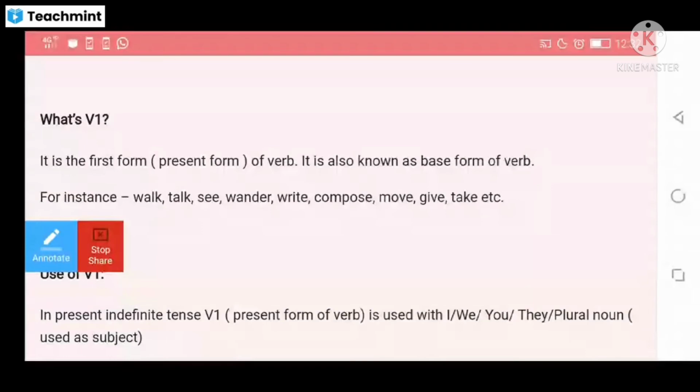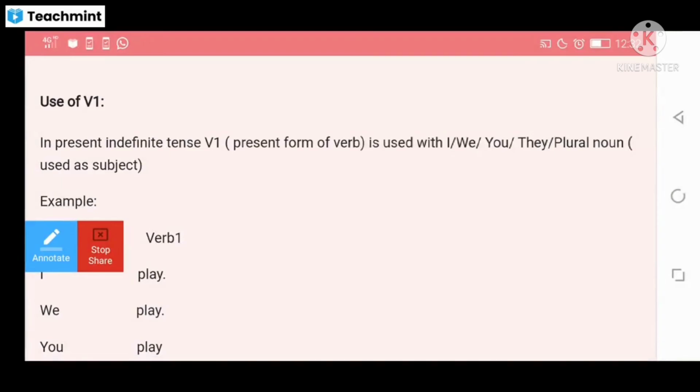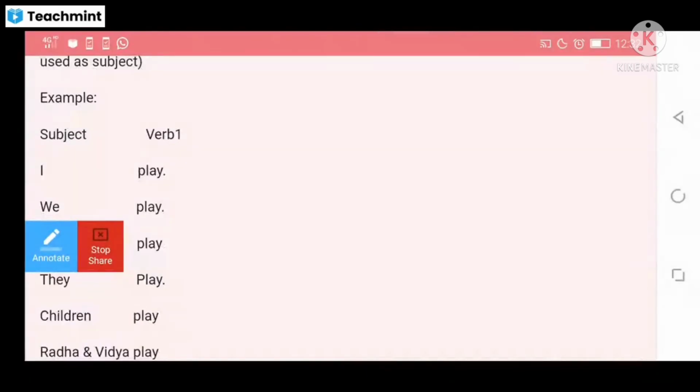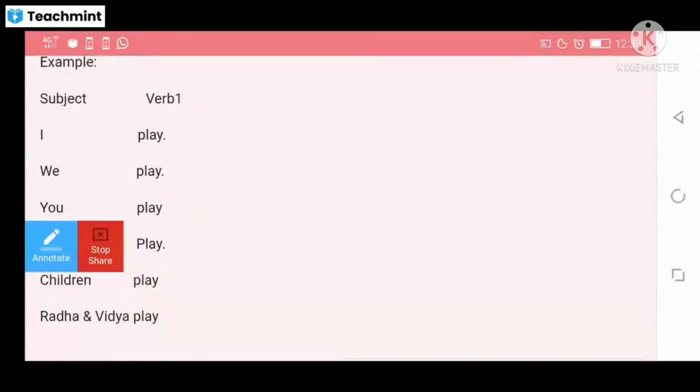See, next there is the use of V1. When and how should you use this V1 in present indefinite tense? So you want to say subject plus V1. With I, we can use V1. With we, we can use V1. With you, we can use V1. With they, we can use V1. With plural nouns such as children, Radha and Vidya. So in all these cases, whether it is first person, second person, or third person plural, etc., in all these cases the verb will be kept in V1. I hope it is clear.